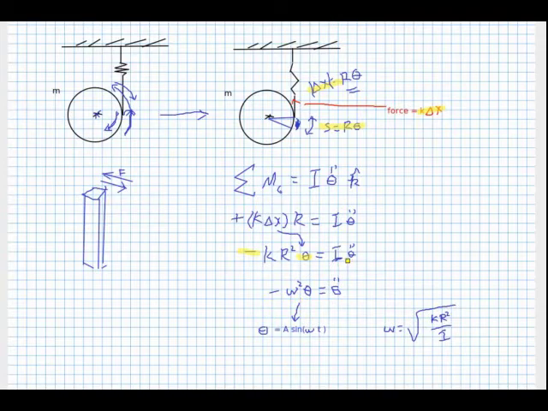Okay, divide both sides by I, and we get some clump of constants, k r squared over I, which I'll just call omega squared, with a minus sign. And this equation right here, we should be able to solve. Okay, so let's just take a moment though to think about it. What we're looking for here is a function so that if we take two derivatives, we get back the same function, but with a minus sign.